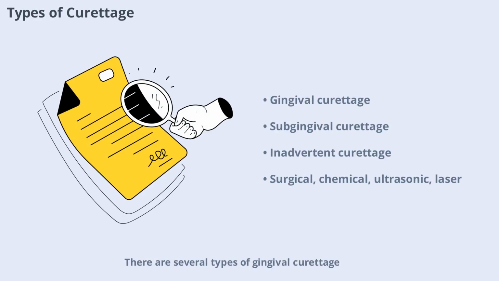There are several types of gingival curettage, each with its own specific approach. The main types include gingival curettage, which removes inflamed soft tissue lateral to the pocket wall; subgingival curettage, performed apical to the epithelial attachment; and inadvertent curettage, which occurs unintentionally during routine scaling and root planing. Additionally, there are other methods such as surgical, chemical, ultrasonic, and laser curettage, each offering unique benefits and applications.